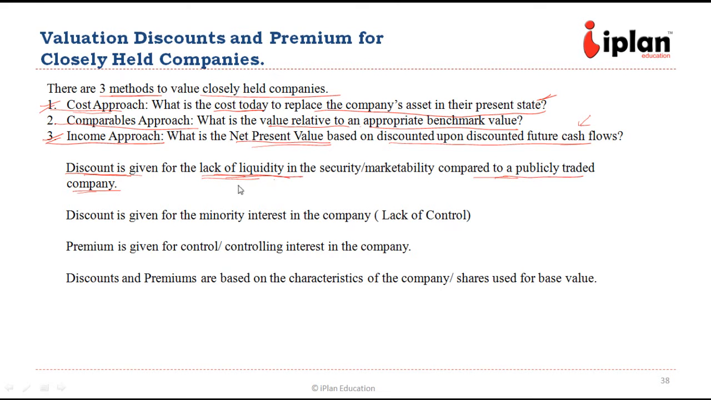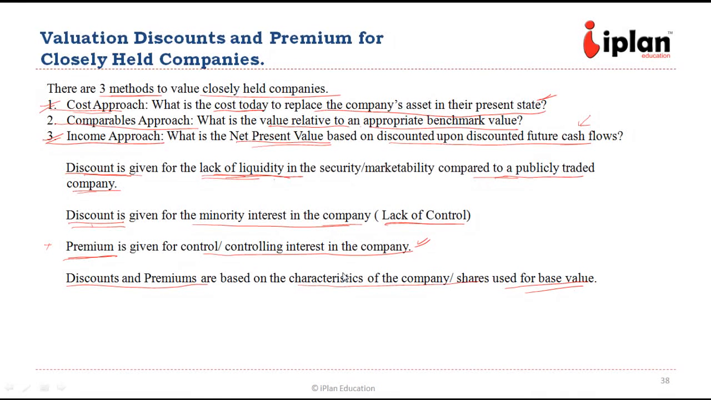The second discount should be given for the minority interest in the company because of the lack of control of the management. The third factor to be considered is the premium that should be given for controlling interest in the company, which is the opposite of the second factor. And these discounts and the premium are based on characteristics of the companies used for the base value.